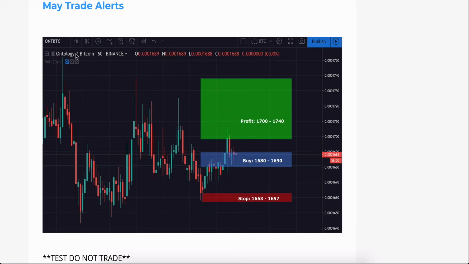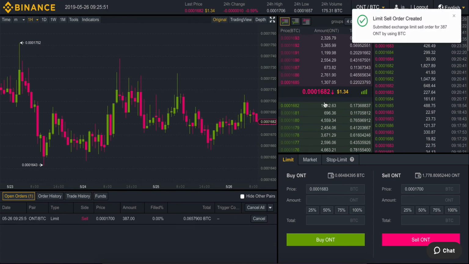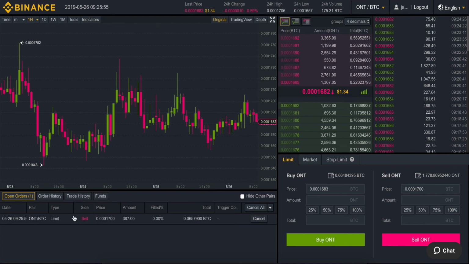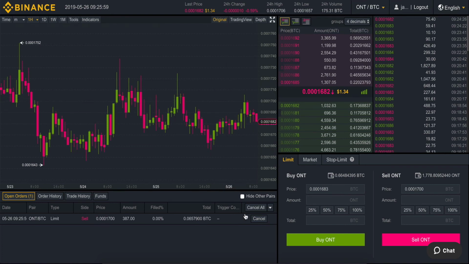So for example, if we come over here, we've got a take profit of 1700. You would just go into Binance and go on limit, and go over here to the price. You'll put 1700 and the amount, what was it, 387, I think, and you would simply click sell ONT. Then this will post a limit order, sell created, and we can see it here. And when the market gets up to 1700, it will then go ahead and sell.